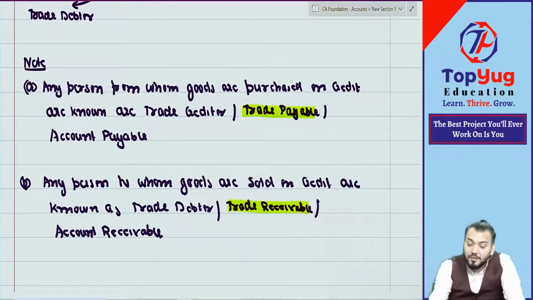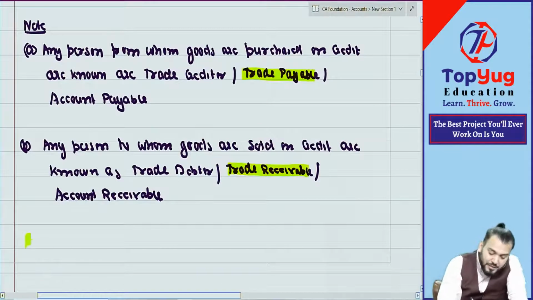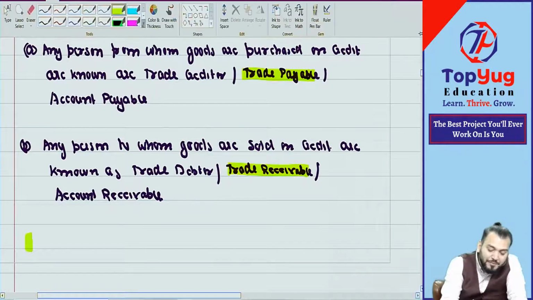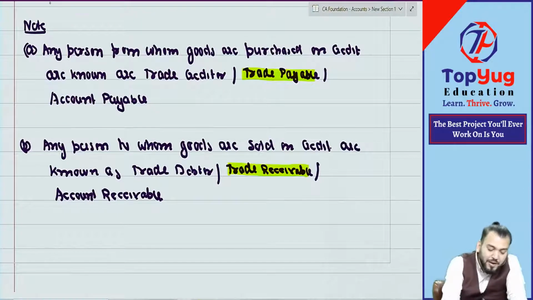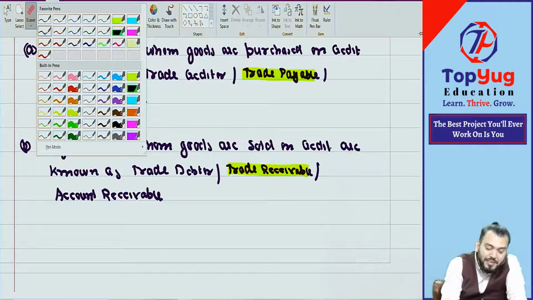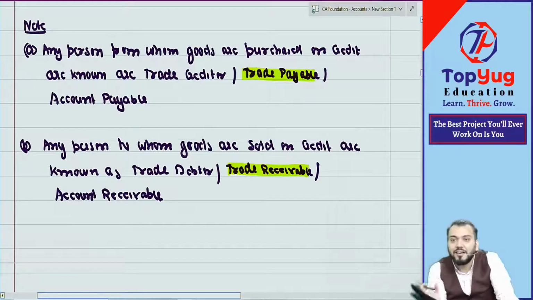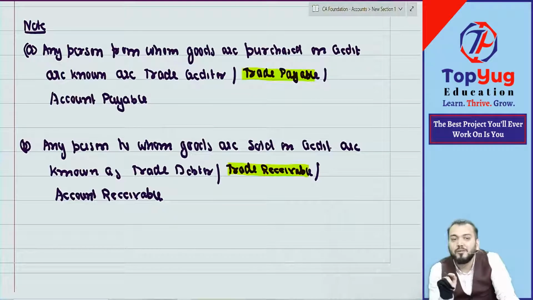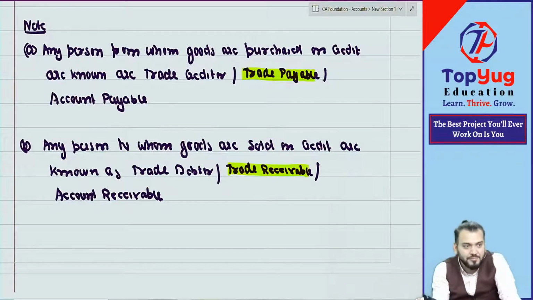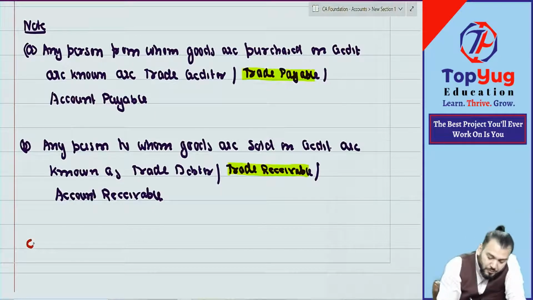Correct? Now sometimes in an exam question you'll find they have not given the name of the party. If the name of the party is given in my question, we use it, but if the name of the party is not given, then we'll use creditor account and debtor account. This means we'll write purchase account debit to creditor. They have said the goods are purchased on credit, but the name of the party is not given. Then we'll use creditor account or debtor account. Understood? Point number C.